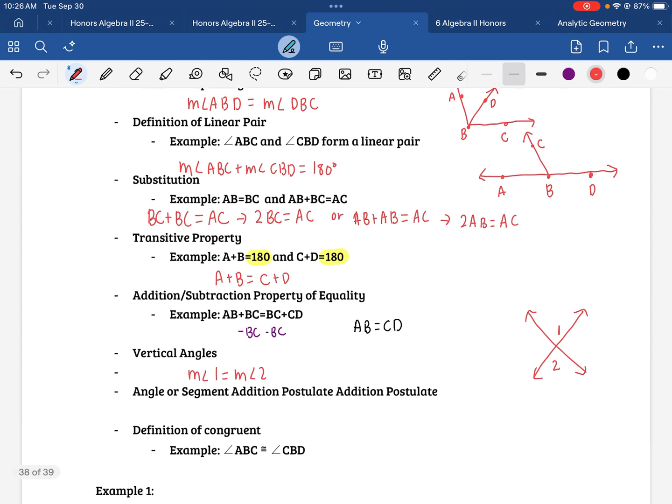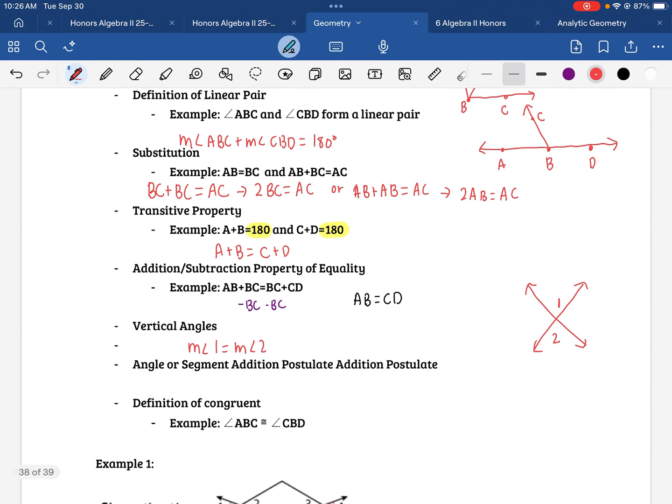The next one, angle or segment addition postulate. There's an extra word there. You don't need that twice. It's the angle addition postulate or the segment addition postulate, 2 pieces. Okay.